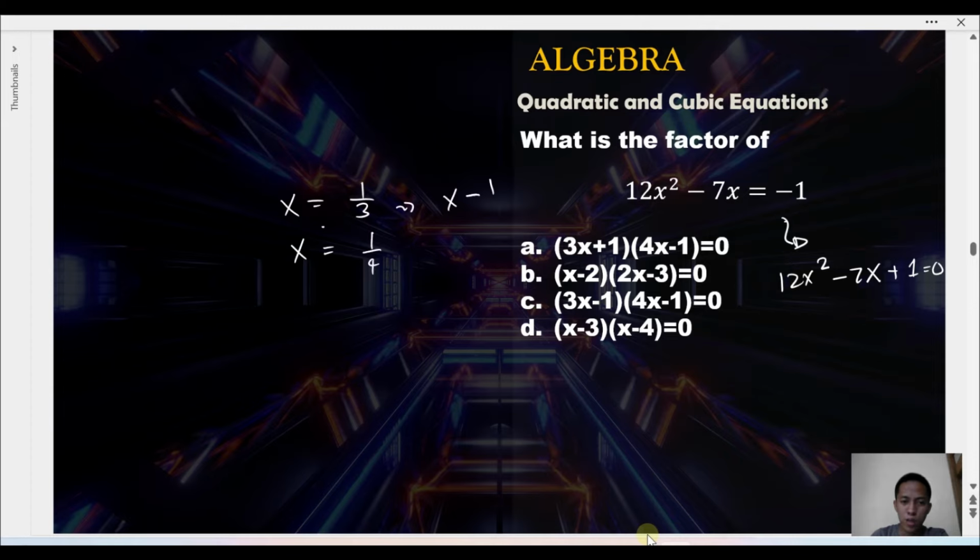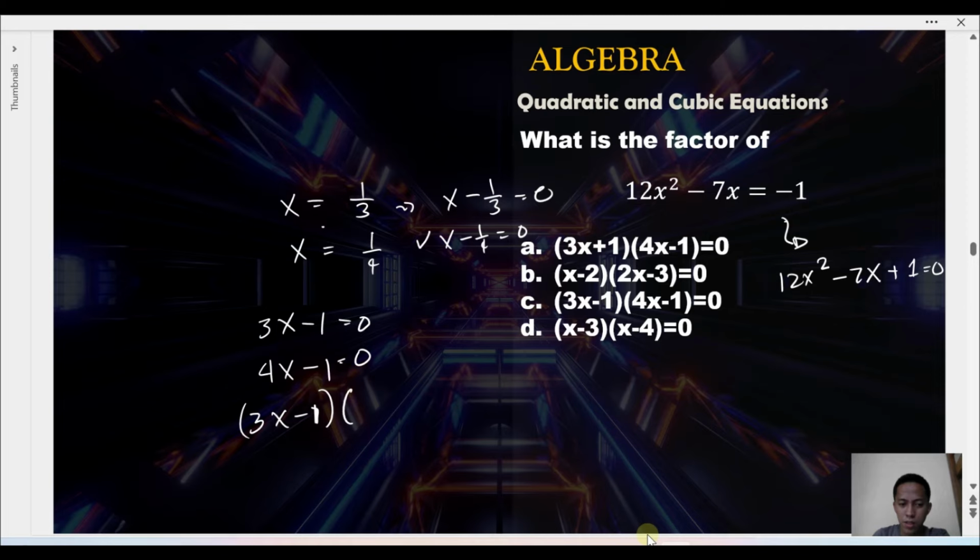So transpose these, guys: x minus 1/3 equals 0, then x minus 1/4 equals 0. Let's simplify. Multiply by 3 on both sides, that becomes 3x minus 1 equals 0. For the second equation, multiply by 4 on both sides, that becomes 4x minus 1 equals 0. Therefore, the factors are 3x minus 1 and 4x minus 1, which equals the expression 12x squared minus 7x plus 1. So that is your answer: 3x minus 1 times the quantity 4x minus 1. So that is letter C.